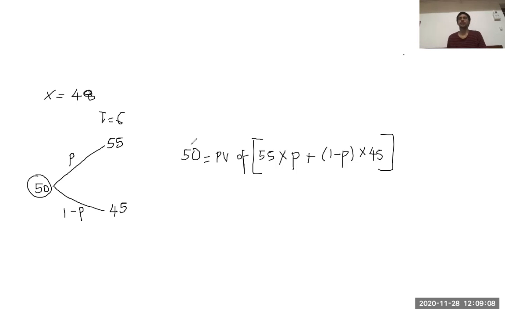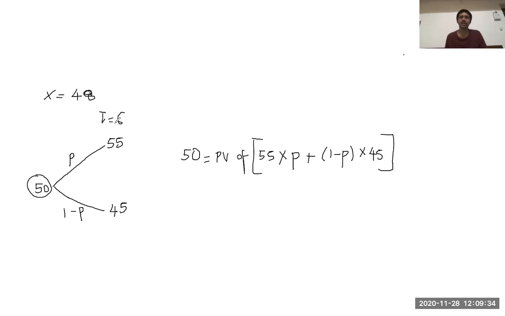Why have I written this equation? Because the share price today, by the discounted cash flow method, should be equal to the present value of the future cash flow. What is the future cash flow? It could be either 55 or 45. So I have to take an expected future cash flow over here, which is nothing but 55 into P plus 45 into 1 minus P.